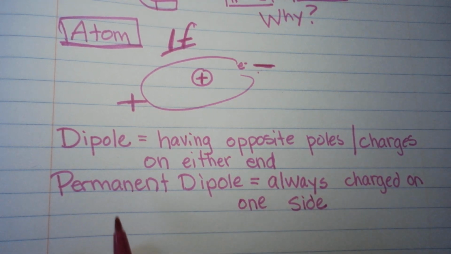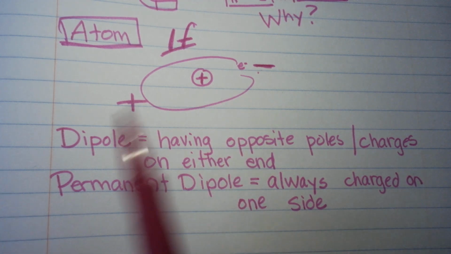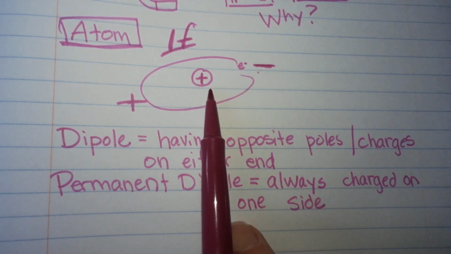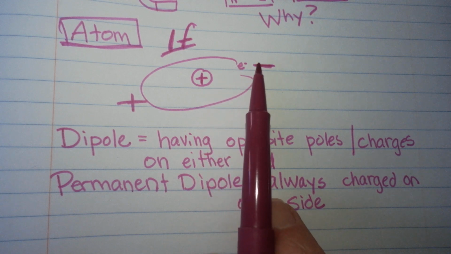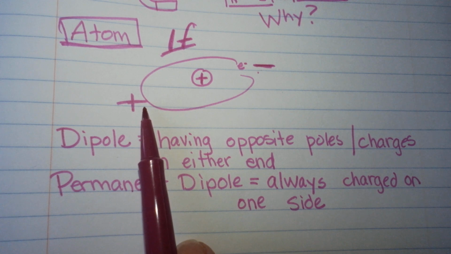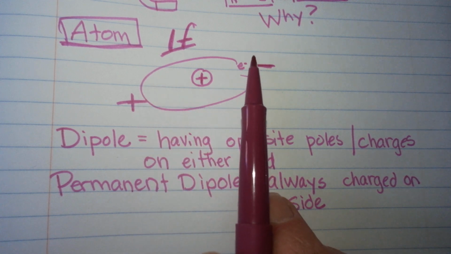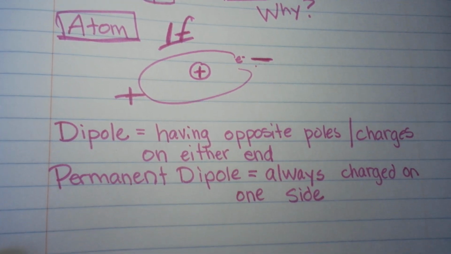Okay, so if there's a permanent dipole, there's a temporary dipole. This atom is an instance of a temporary dipole. For just a millisecond, this electron is causing the atom to be negative on this side and positive on this side. For just a teeny little amount of time. That would be temporary dipole. This is permanent dipole. Permanent dipole is always charged on one side.